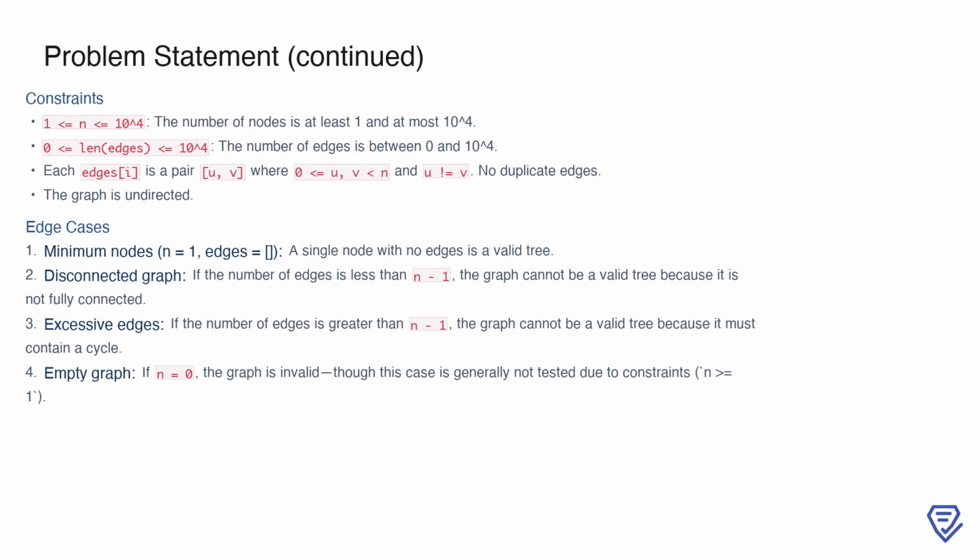For edge cases, consider the scenario where n equals 1 and there are no edges. This is a valid tree because a single node without edges inherently satisfies the conditions. On the other hand, if the graph is disconnected or the number of edges exceeds n-1, the graph cannot be a valid tree. Another case to note is the empty graph with n equals 0, which is invalid, but this case is usually not tested due to the constraints. Keeping these constraints and edge cases in mind will help ensure your solution handles all possible inputs correctly.